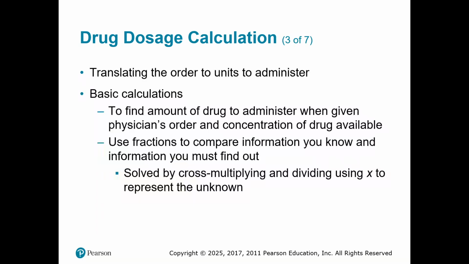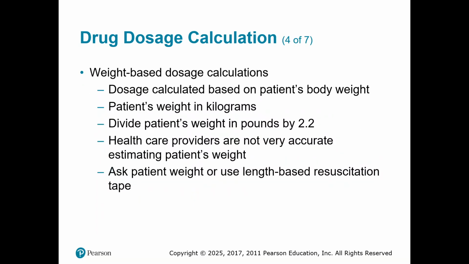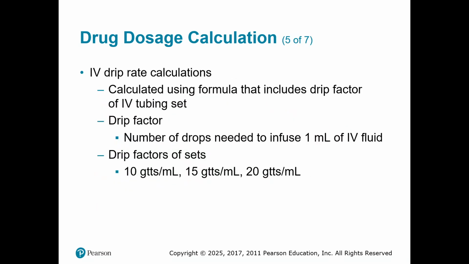Translating the order to units to administer basic calculations. Right, so to find the amount of drug to administer when given a physician's order and concentration of drug available, use fractions to compare information you know and information you must find out. They're talking about cross multiplying here. Let's get to the meat and potatoes. So again, I gave an example earlier, like 2 milligrams per kilogram, right?